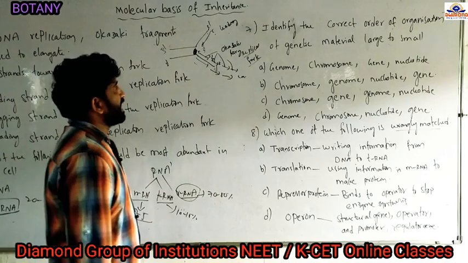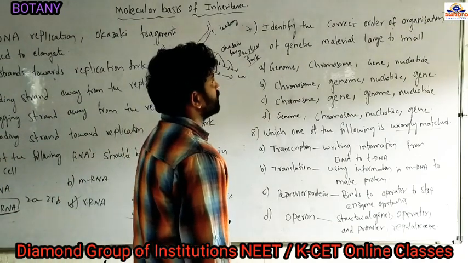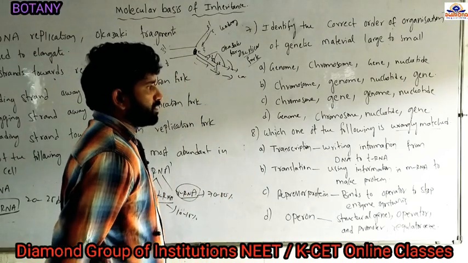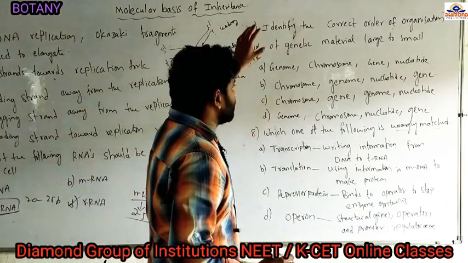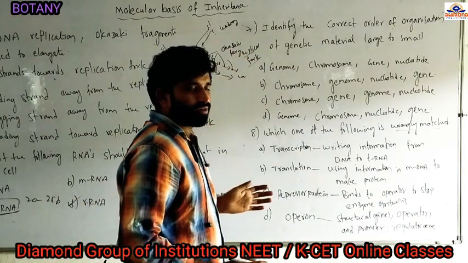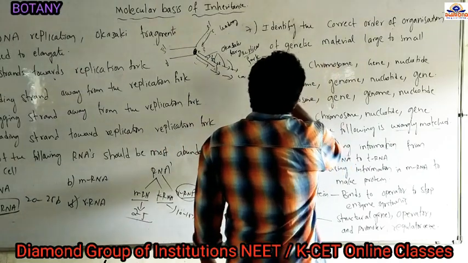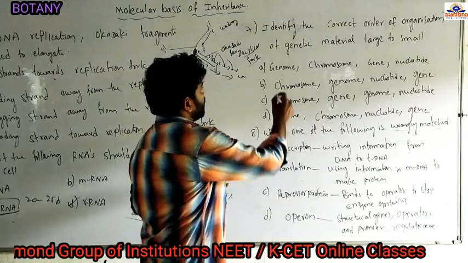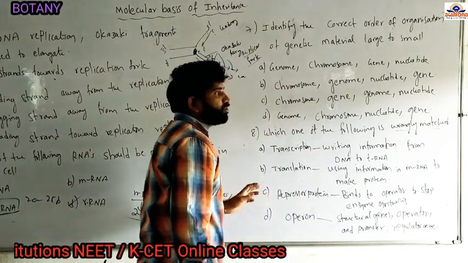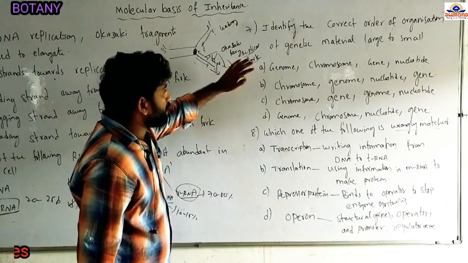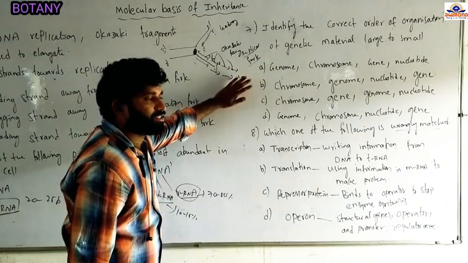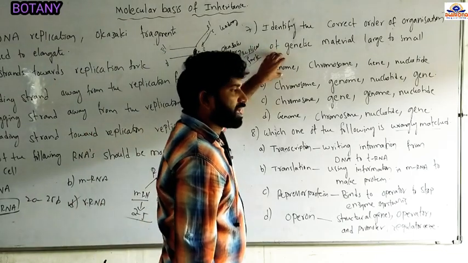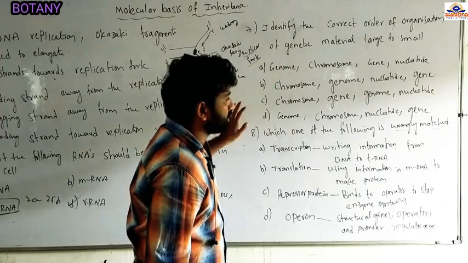The next question: identify the correct order of organization of genetic material from large to small. So we have to arrange the genetic material from the largest to the smallest. Here they given option A: genome, chromosome, gene and nucleotide. In option A, a single haploid set of the organism's genetic material we call a genome.